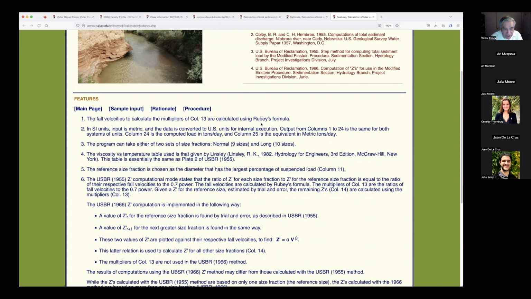Viscosity versus temperature table is given by Lindsley, which is a standard reference in chemistry books and stuff. I've checked. It's the same table. Everybody uses the same table. It hasn't changed in 50 years. It's the table of kinematic viscosity versus temperature. For that matter, kinematic or dynamic viscosity, because you know there's a direct relationship between them.